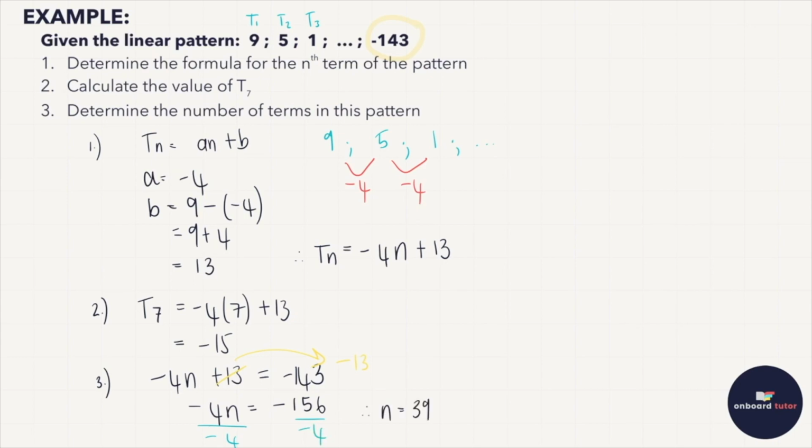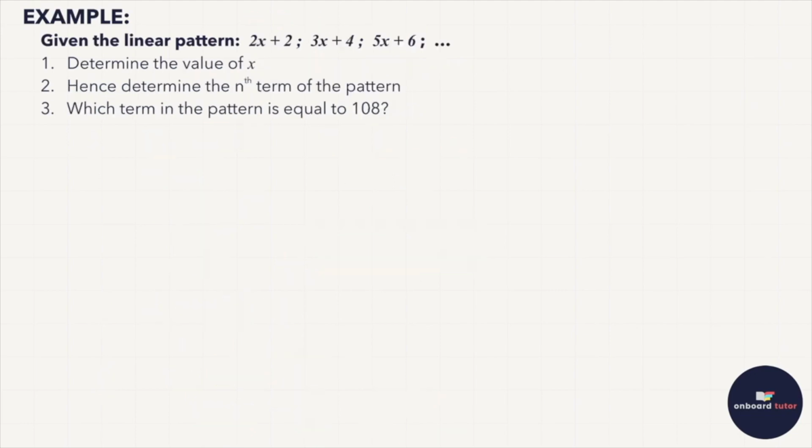And so there we have it. We can find a general term by working out the value of A and B. We can find a term value by substituting that term number in. And finally, we can figure out how many terms are in a sequence by equating the last term to the value that we were given of minus 143. Let's have a look at a second example.